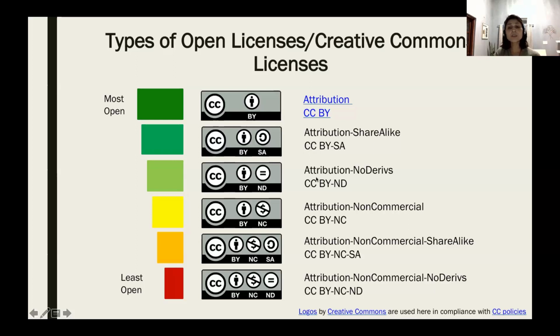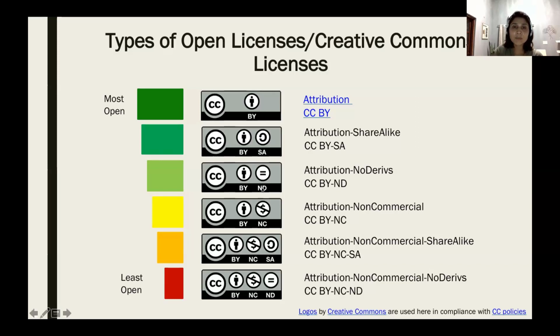Now, the third one, if you see, is attribution, no derivatives, CC BY ND. Here you can see a new logo is added, that is ND, which indicates the work is available publicly, but no additions can be made to the original work. The new author has to use the original author's work as it is. So there cannot be any modification.